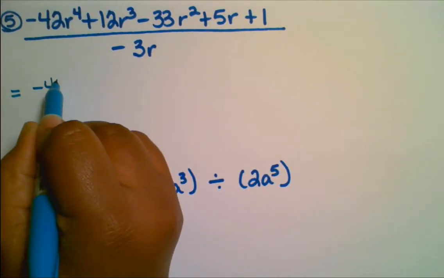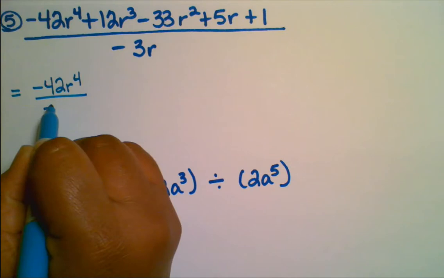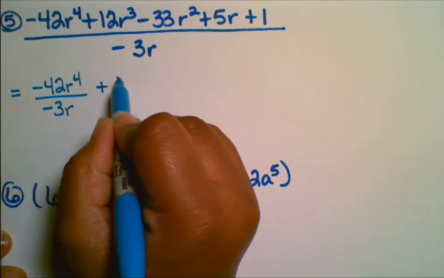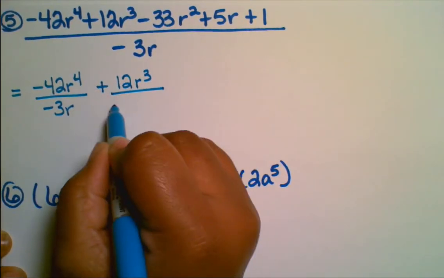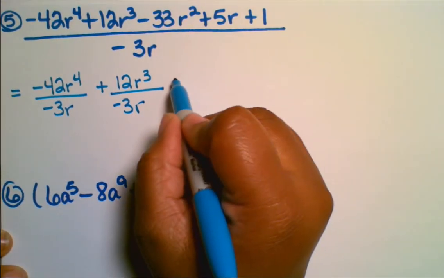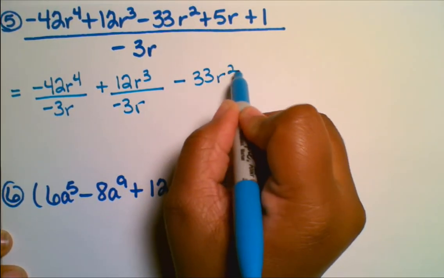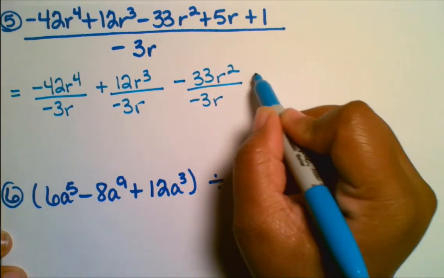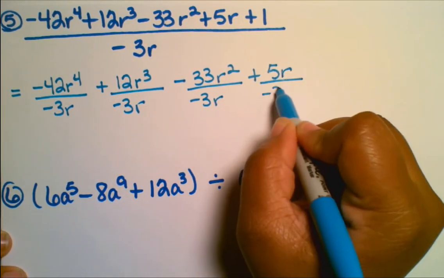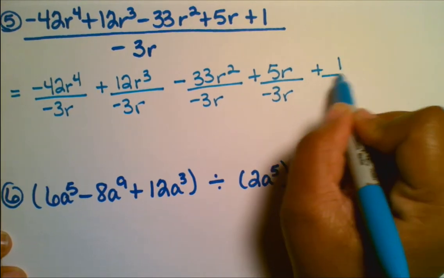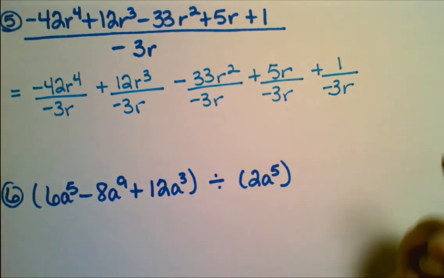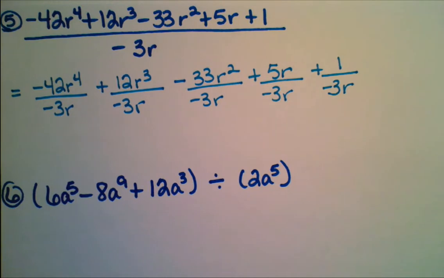So negative 42r to the fourth over negative 3r. Let's go ahead and write it out. So those are our fractions. We have five separate fractions. So now we're going to reduce each term.